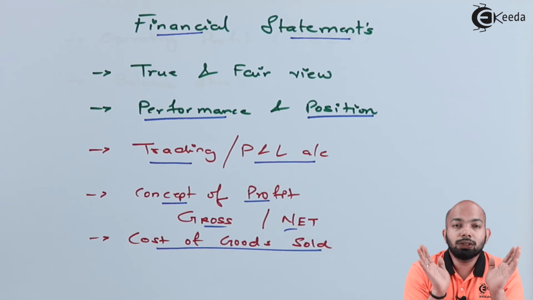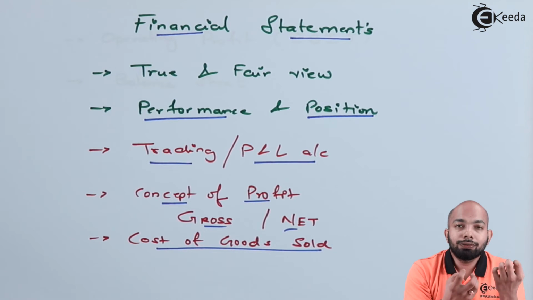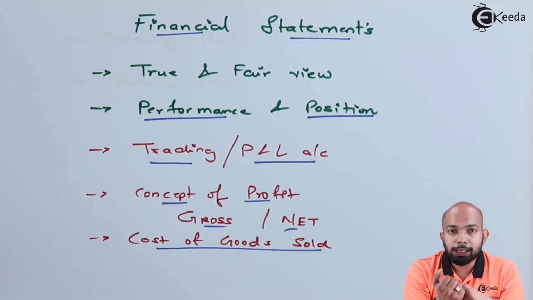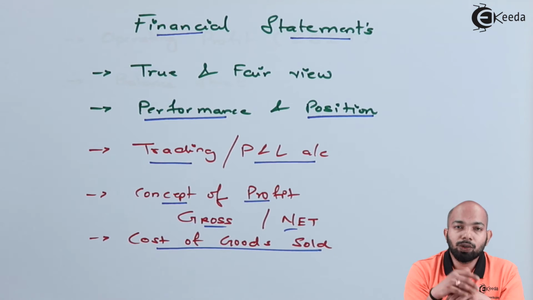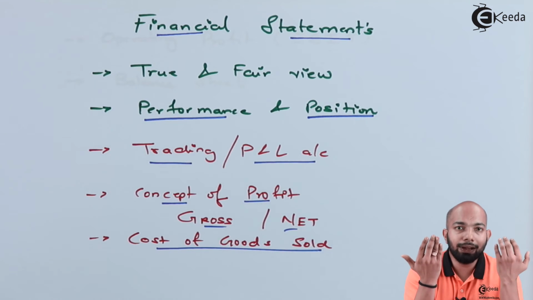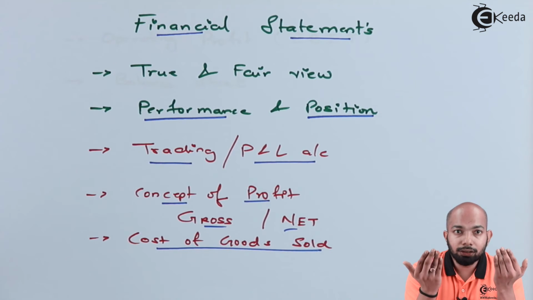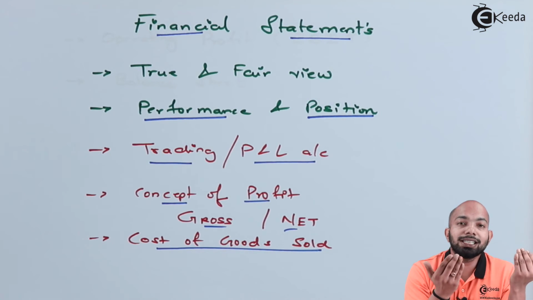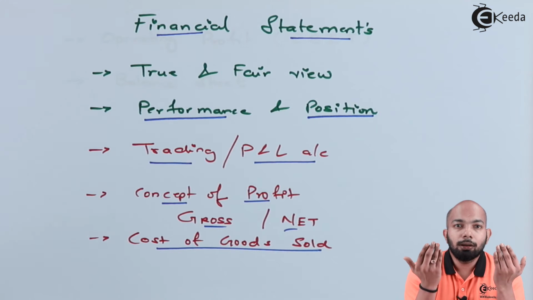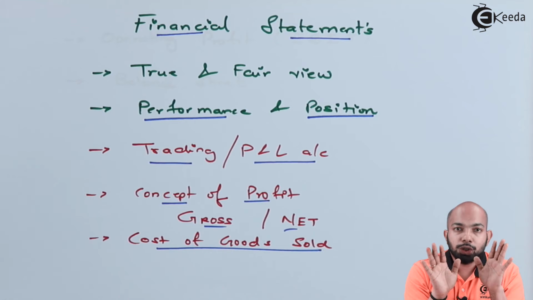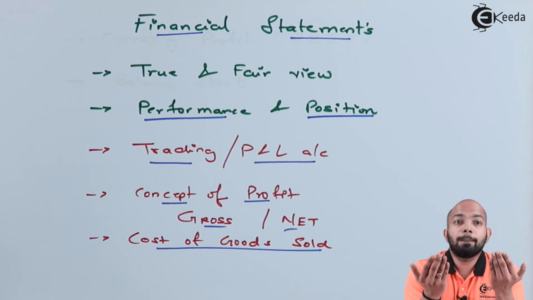Now, after these two are prepared, their content will be a part of the balance sheet. When we talk about the balance sheet, we have the liability side on the left and the asset side on the right. This will show the true and fair view, that is, the performance and position of the company, because the liability and asset sides depict how the company is performing.